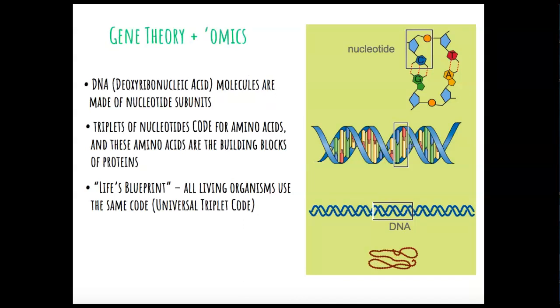Gene theory, or omics. Again, this one you should have spent quite a bit of time talking about in Bio 181. So gene theory is that DNA, or deoxyribonucleic acid, molecules are made of nucleotide subunits. Triplets of nucleotides code for amino acids, and these amino acids are the building blocks of proteins. Those proteins and that DNA are life's blueprint for all living organisms, and they all use the same code, the universal triplet code of DNA. If this is a little hazy, I would suggest going back and reviewing this a little bit. It will help when we talk more about evolution.